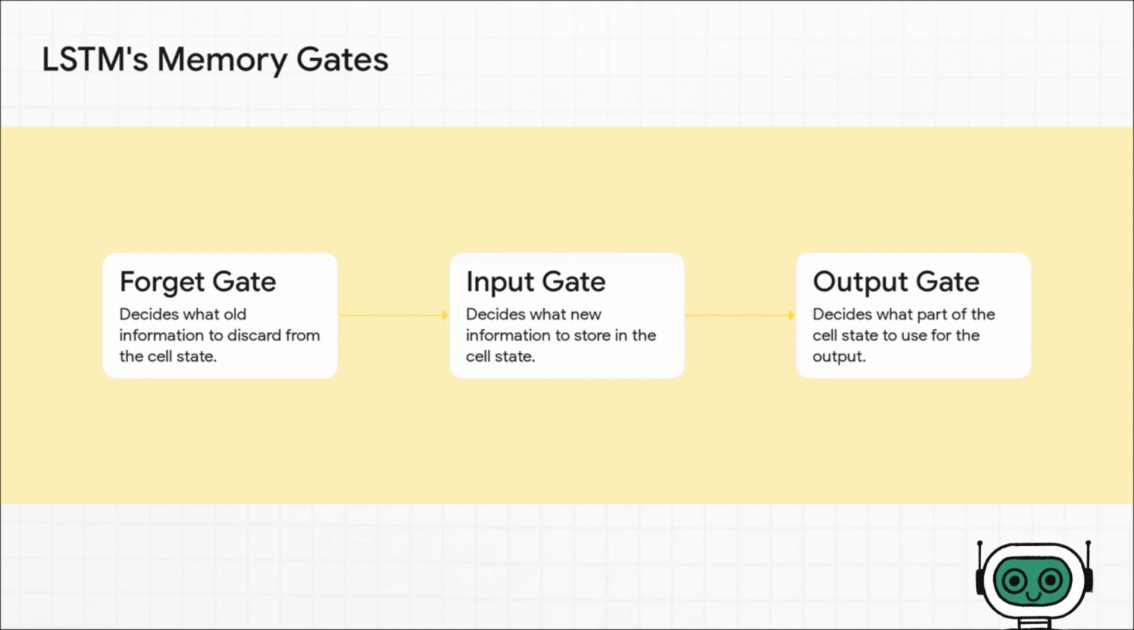First, there's the forget gate. Its job is to look at the old memory and decide what's no longer relevant, what to just throw away. Then you have the input gate. It looks at the new information coming in and decides what's actually important enough to save. And finally, the output gate. It takes the current memory and decides what part of it is useful for the task at hand right now.